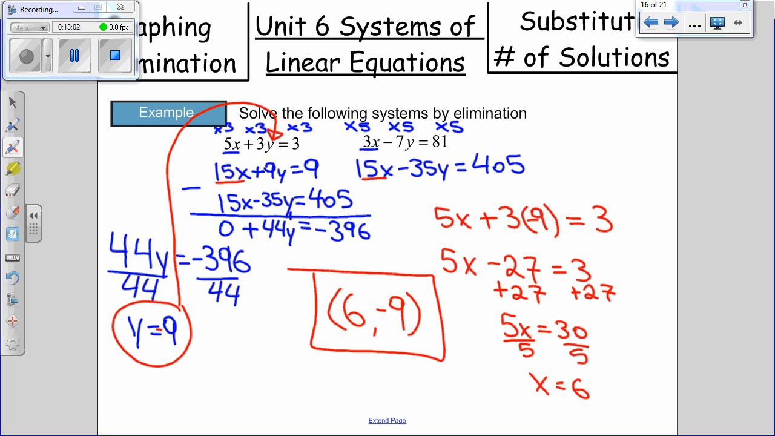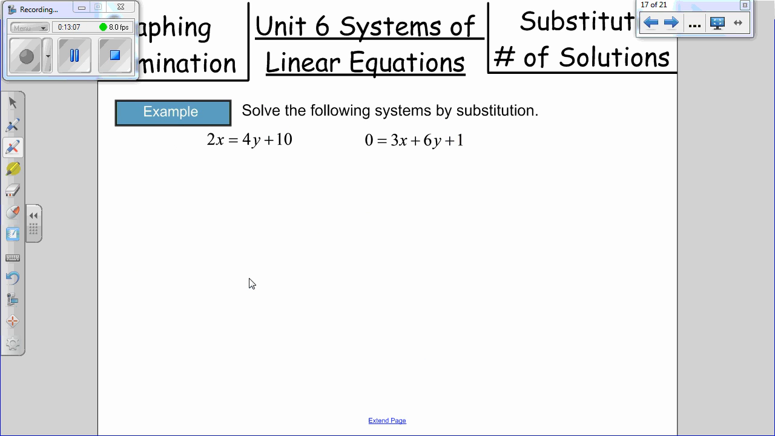Alright, our last one. Again, we're going to follow the same steps as before. The very first step is to make sure that you have the same number of one of the variables. If I'm looking at my x's, I notice I have 2x and 3x, so those aren't the same. So I look at my y's, I notice I have 4y and 6y, and those aren't the same. So I have to choose whether I want to make the x's all the same or the y's all the same. I'm going to choose the x's. No particular reason, I'm just choosing the x's. If you chose to make the y's the same, that would work too.